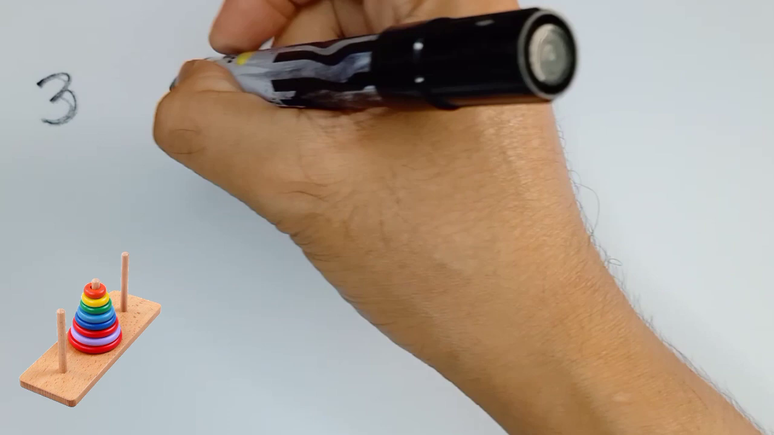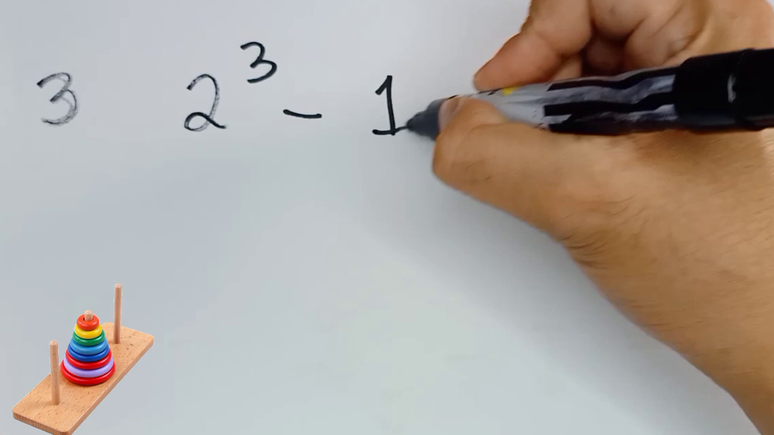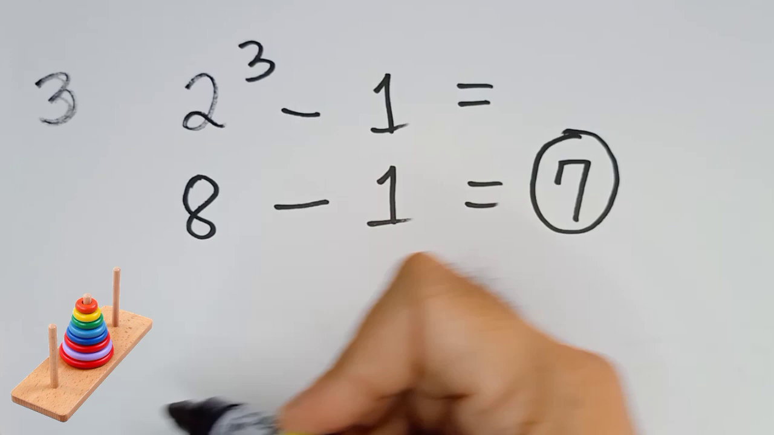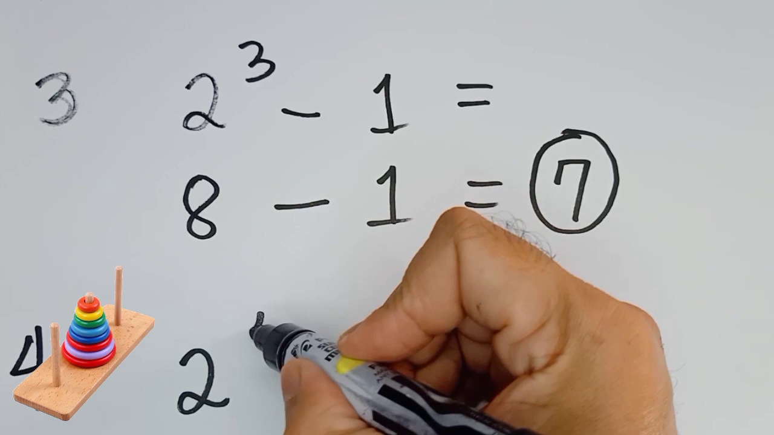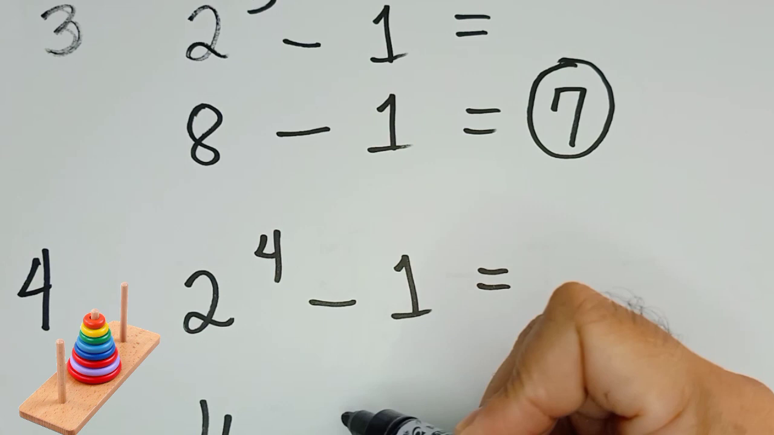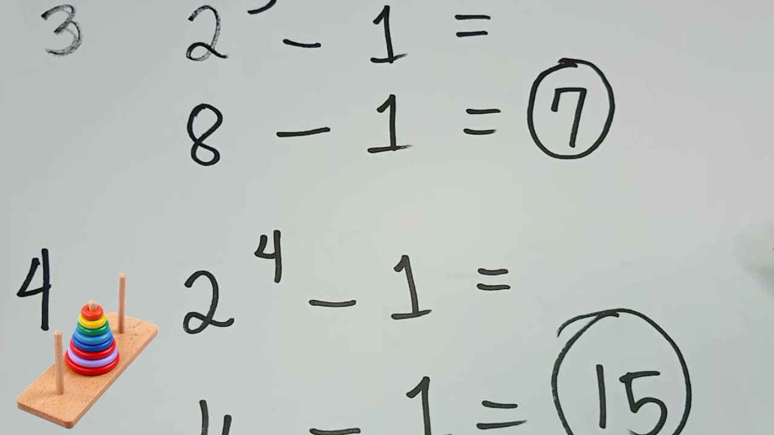Okay, for 3 discs, for example, we have 2 to the third power minus 1 equals. So 2 times 2 times 2 is 8, minus 1 is equal to 7. So 7 moves. For 4 discs, we have 2 to the fourth power minus 1. So 2 times 2 times 2 times 2 is 16, minus 1 is equal to 15 moves. So for 3 discs, we have 7 moves. And for 4 discs, we have 15 moves.